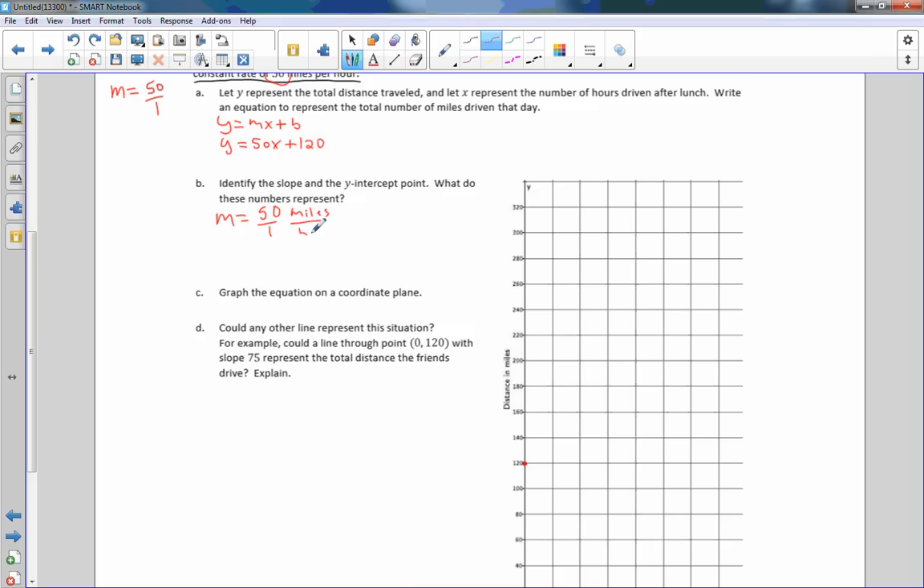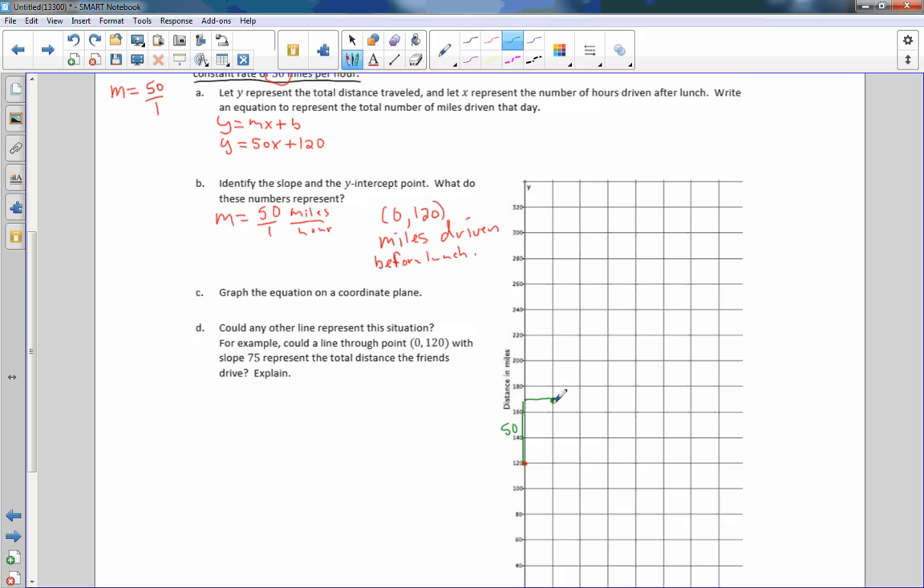So that's right here. The slope is 50, or 50 over 1, which is miles per hour. And the y-intercept point is the point 0, 120, which represents miles driven before lunch. Okay, so I'm at 0, 120, rise 50, 20 to 40 is 20, there's 40, there's 60, so I want to go halfway between. So I will draw lines in a different color. So I'm going to go up 50, that's a distance of 50 miles per 1 hour. So I should have a point here.